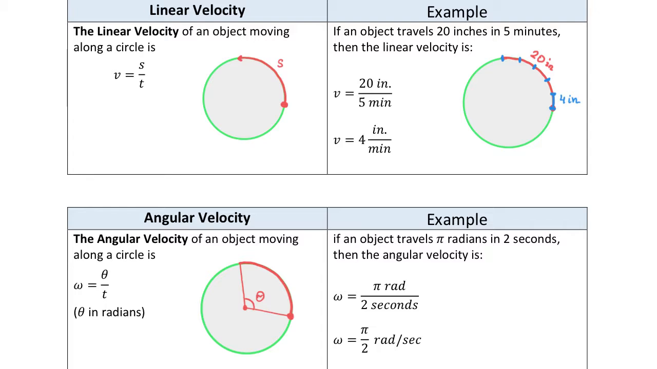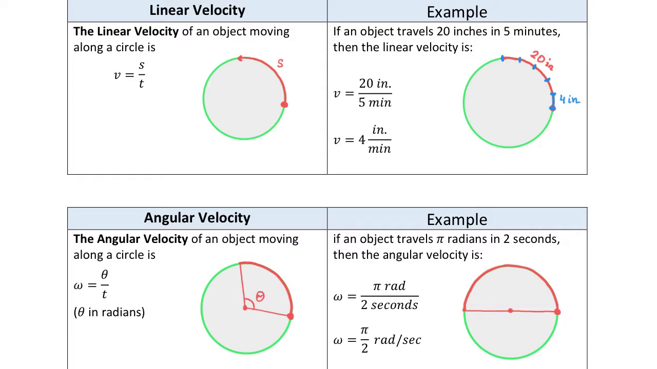If we divide this angle theta by the time needed by this object to travel, we will get the angular velocity. The example to the right tells us that an object travels pi radians in 2 seconds. We will find the angular velocity. We know that pi radians converted to degrees is 180 degrees. If we divide this angle of pi radians by 2 seconds, we will get the angular velocity. Pi divided by 2 is pi over 2 radians per second.